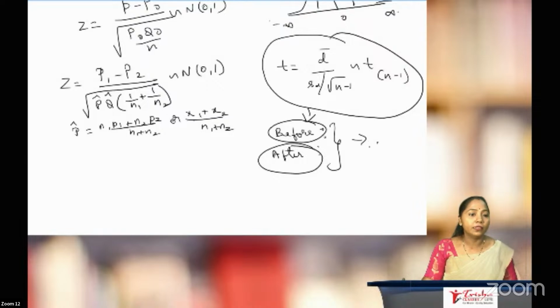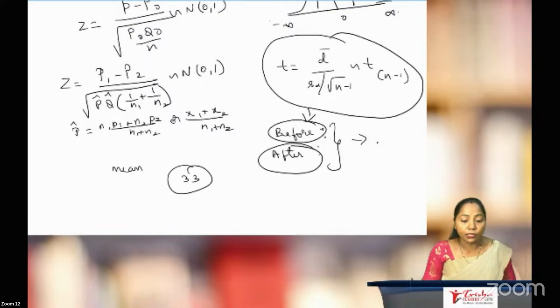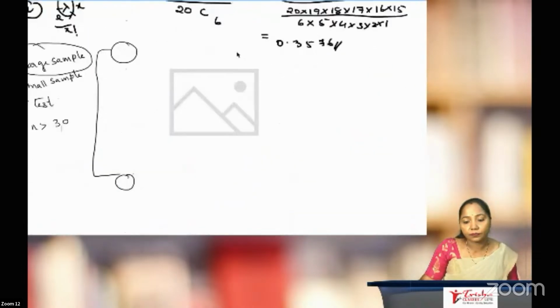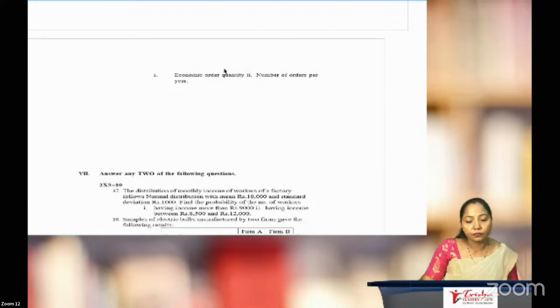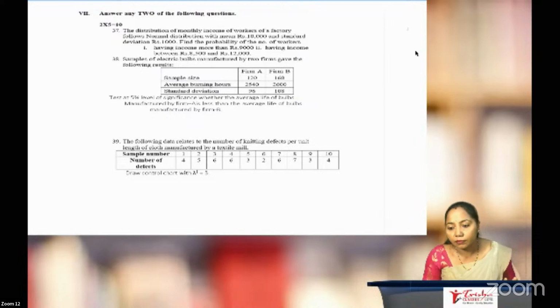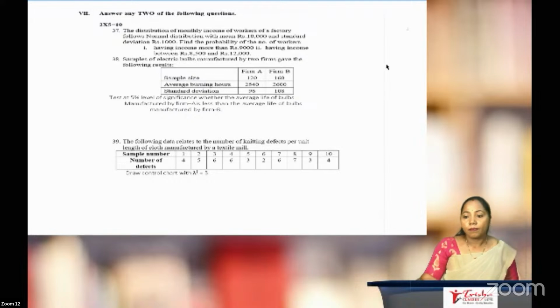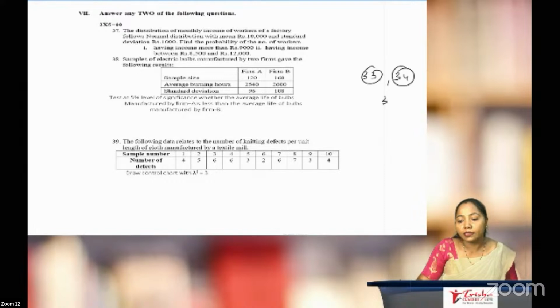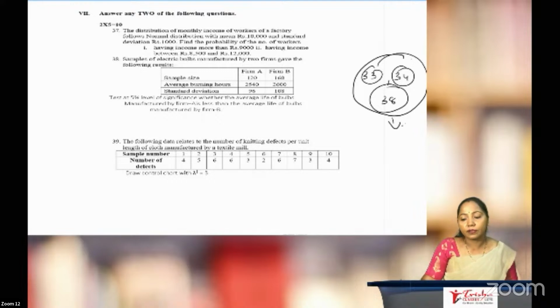And if in the question there are words like mean, that is for question number 33 and 34, I'm telling. 33, 34, and also question number 38. So question number 33, 34, and 38, these three questions will be from inference.